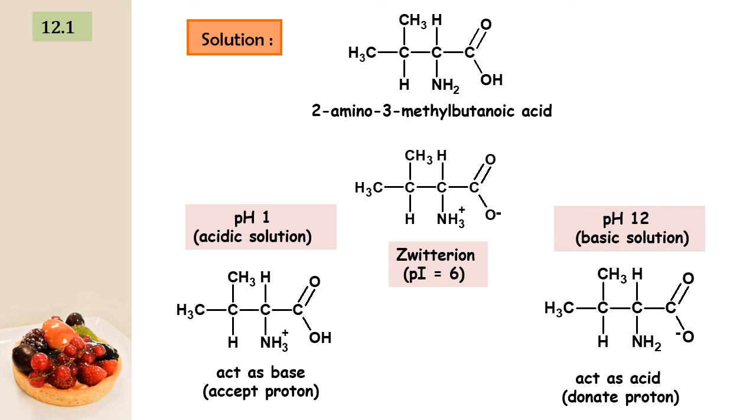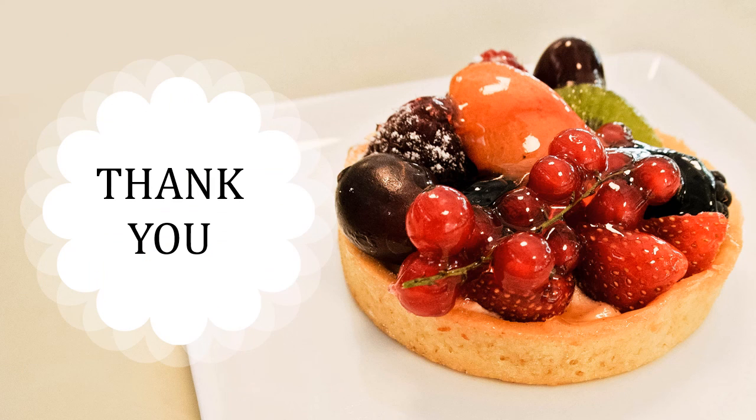At pH equal to 12, which is a basic medium, the amino acid will act as an acid, which means it will donate a proton. In this case, the carboxyl group COOH turns to COO-. That's all for amino acids. Thank you.